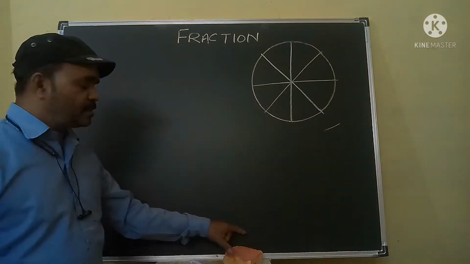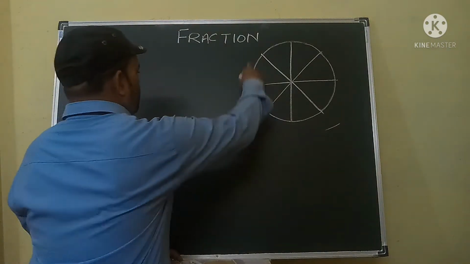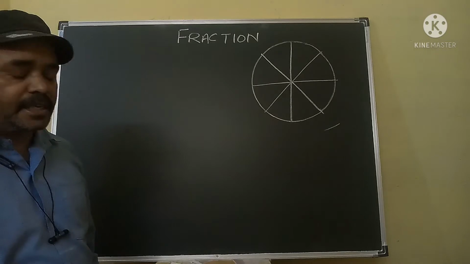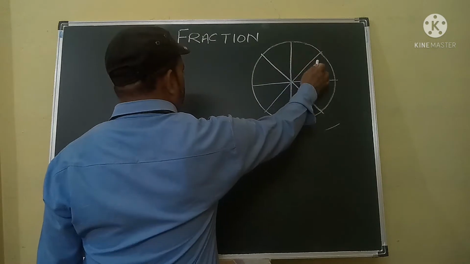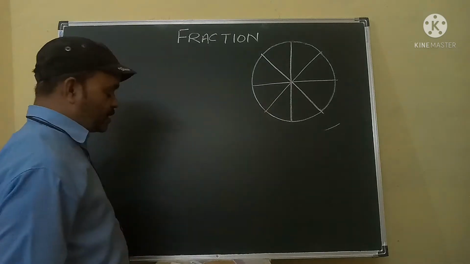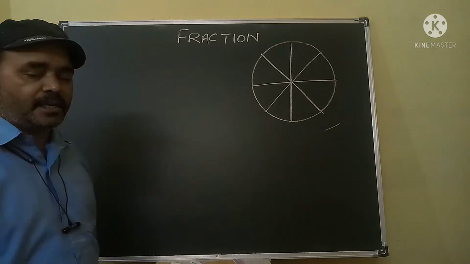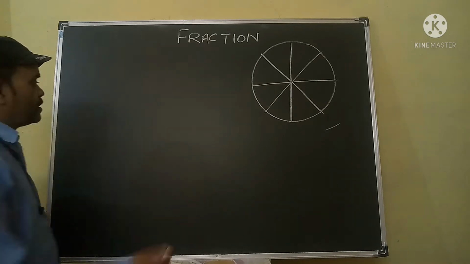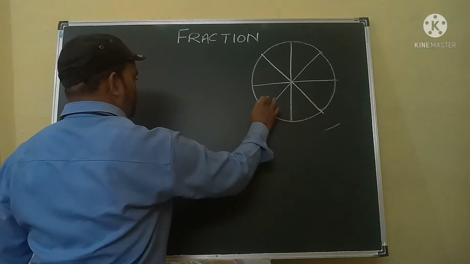My dear student, I want to give you one more example. Suppose this is one circle, and that circle is divided into 8 equal parts: 1, 2, 3, 4, 5, 6, 7, 8. As you are looking, this circle is divided into 8 equal parts.